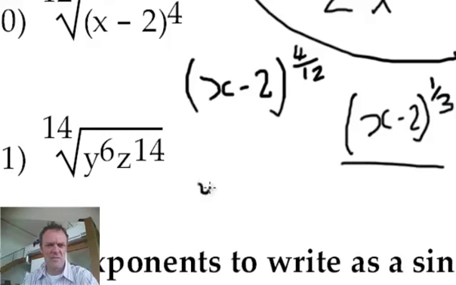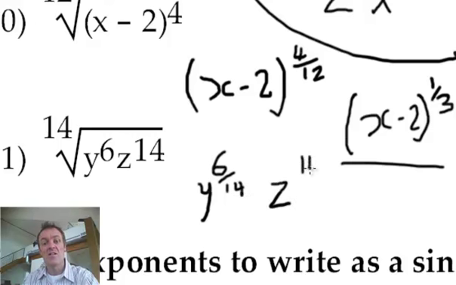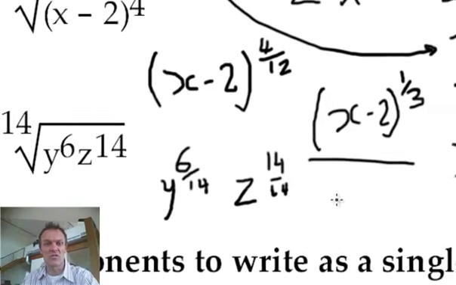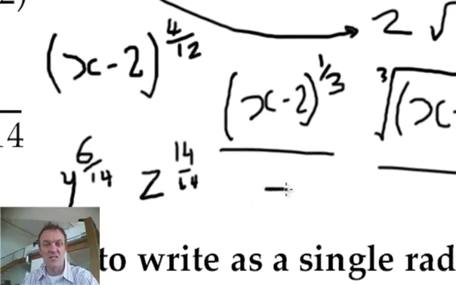Let's have a quick look at this one. That would be y to the 6 over 14 with a z to the 14 over 14. Right? Those exponents. So now z to the 14 over 14 is 1, so that is z. That is z itself.